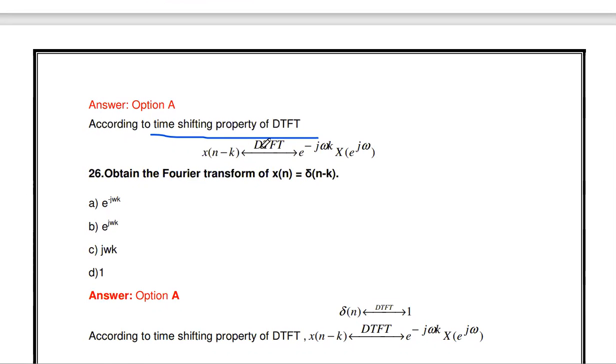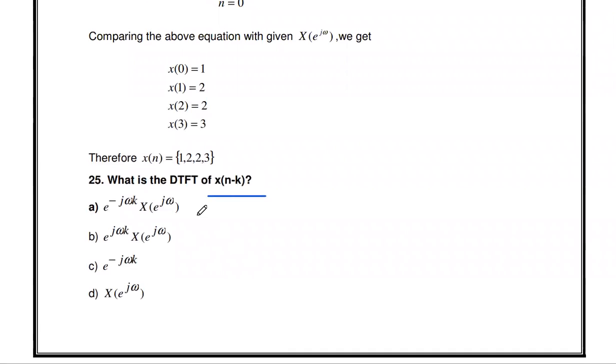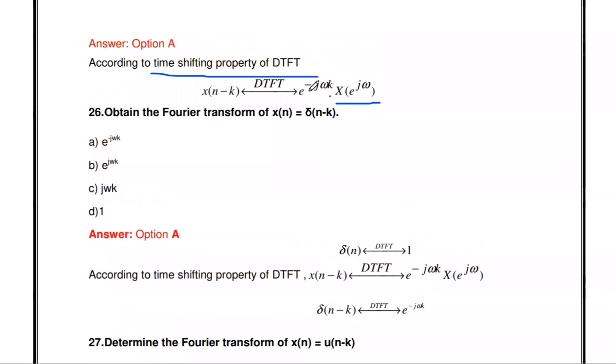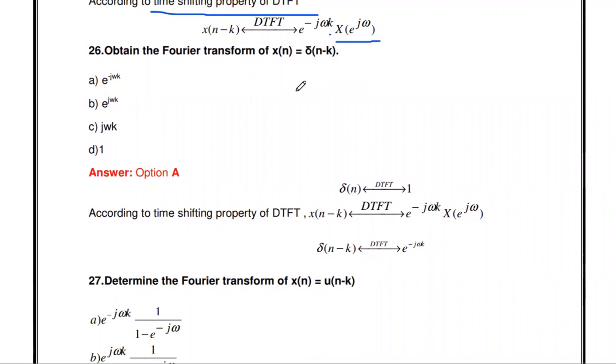If we want to find the DTFT, the answer is X of e power j omega multiplied with e power minus j omega k, where k is the amount of shift. So the answer is A, X of e power j omega multiplied with e power minus j omega k. Here the minus is not given. If it is x of n plus k, the answer is the second one. So for n minus k, the answer is e power minus j omega k into X of e power j omega. Using the above problem, we have to solve this one.